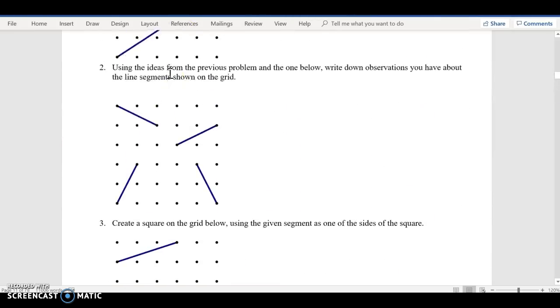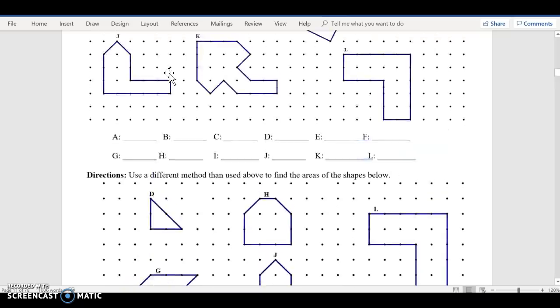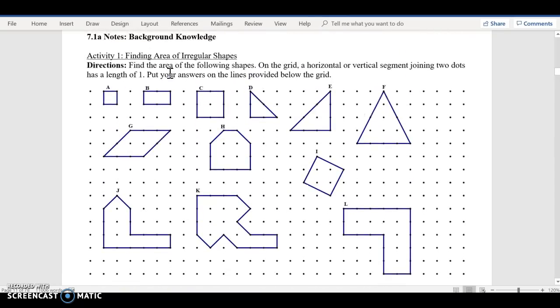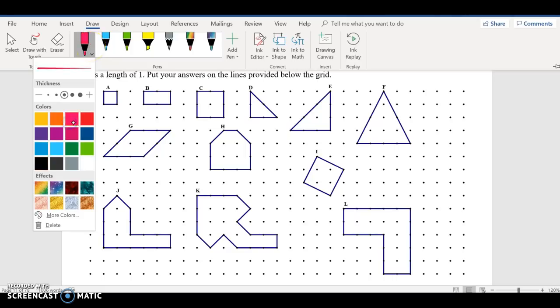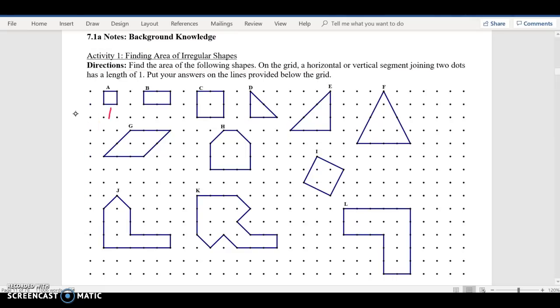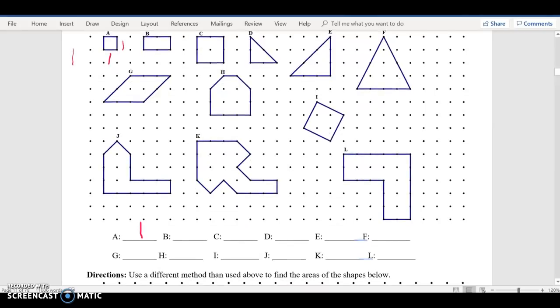So on page 11, you're going to draw these into your notes because you do not have them in your packet. Okay, so when I look at this, they want us to find the area based on these shapes. So when I do this, I'll use pink today, I know that this square, to find the area, well, it's a 1 by 1. So 1 times 1, well, shape A is 1 unit squared.